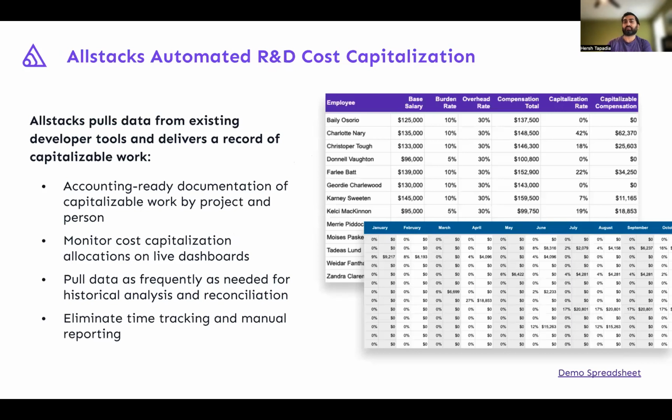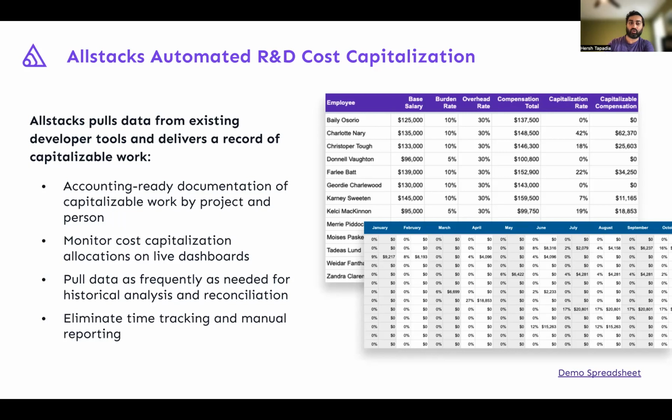So what we do with Allstacks is we automate your R&D cost capitalization calculations. The way we do that is we pull the data from all these different system of record developer tools. Think of things like Jira and GitHub and Circle CI, or any competitors of those products, where we're analyzing the work that the people are doing, attributing it to the right projects based on the processes you already have in place. And from that, we're generating these accounting-ready documentations of capitalizable work. These are delivered as spreadsheets that are compatible with how your accounting team already wants this data.